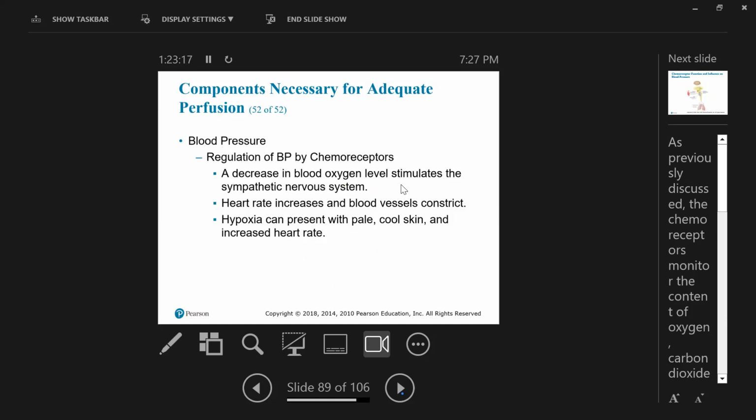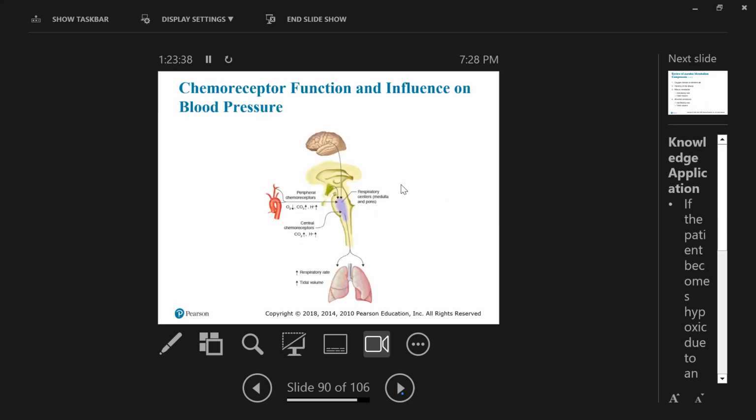Regulation of blood pressure by chemoreceptors. A decrease in blood oxygen level stimulates the sympathetic nervous system, and the heart rate increases. The blood vessels constrict, and the hypoxic patient actually presents with pale, cool, clammy skin and increased heart rate, which is basically your regulatory mechanism to maintain blood pressure.